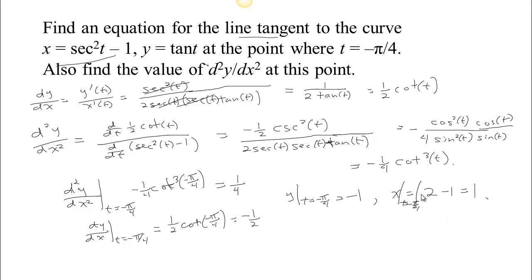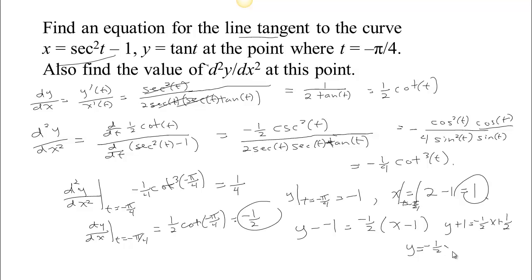Okay, so now we have 1 for that answer. So to find the equation of the line tangent, we take y minus the y coordinate we know. And we know at minus pi fourths the y coordinate is negative 1, equals the slope. We figured out that the slope was negative 1/2 times x minus the x coordinate at that given time. So we have y plus 1 equals negative 1/2 x plus 1/2. So y equals negative 1/2 x minus 1/2.